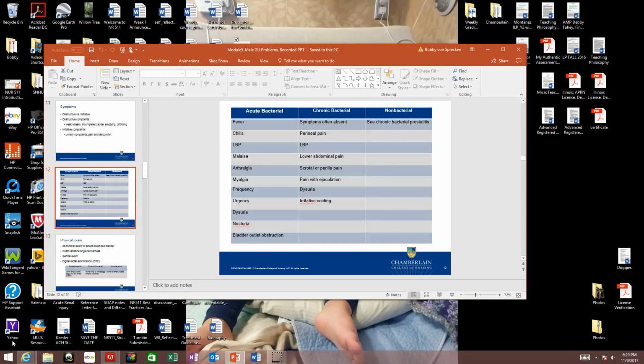In this table, I have included the most common symptoms reported with each type of prostatitis. You will see that many overlap, and, in fact, the symptoms of chronic bacterial and non-bacterial prostatitis are the same.